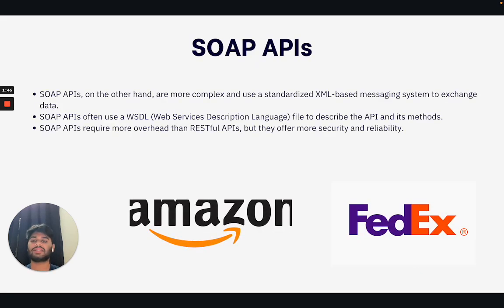Next is SOAP APIs. They are more complex and use a standardized XML-based messaging system to exchange data. SOAP APIs often use a WSDL, that is a Web Services Description Language file, to describe the API and its methods. They have more overhead than RESTful APIs, but offer more security and reliability. Examples of SOAP APIs include Amazon's Product Advertising API, which allows developers to access Amazon's product data, and FedEx's Web Service API, which allows them to integrate FedEx into their websites for tracking shipping manifests.